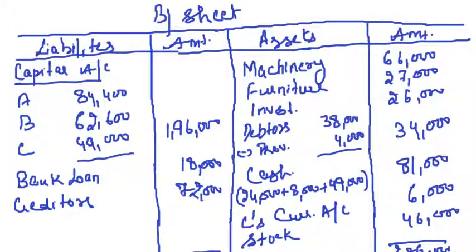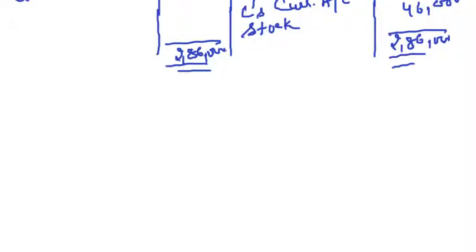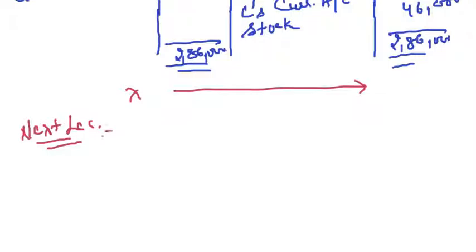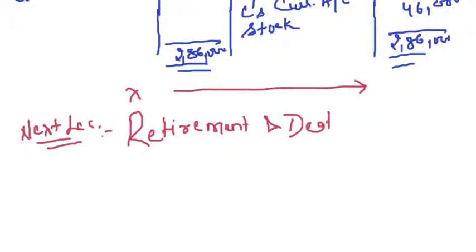Right? With this, we wrap up this chapter of admission of a partner. Okay? And in the next lecture, we'll start with the new chapter, that is retirement and death of a partner.